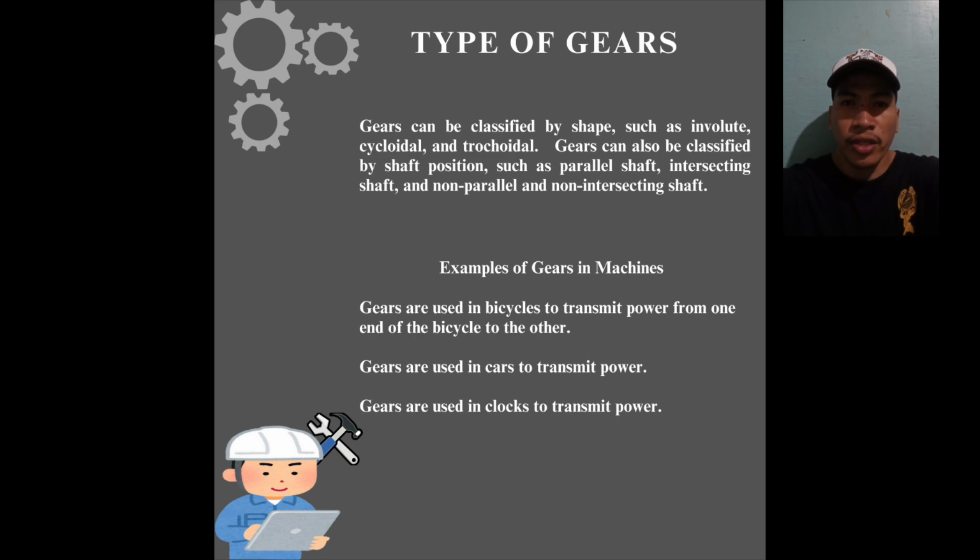Examples of gears in machines. Gears are used in bicycles to transmit power from one end of the bicycle to the other. Gears are used in cars to transmit power. Gears are used in clocks to transmit power.